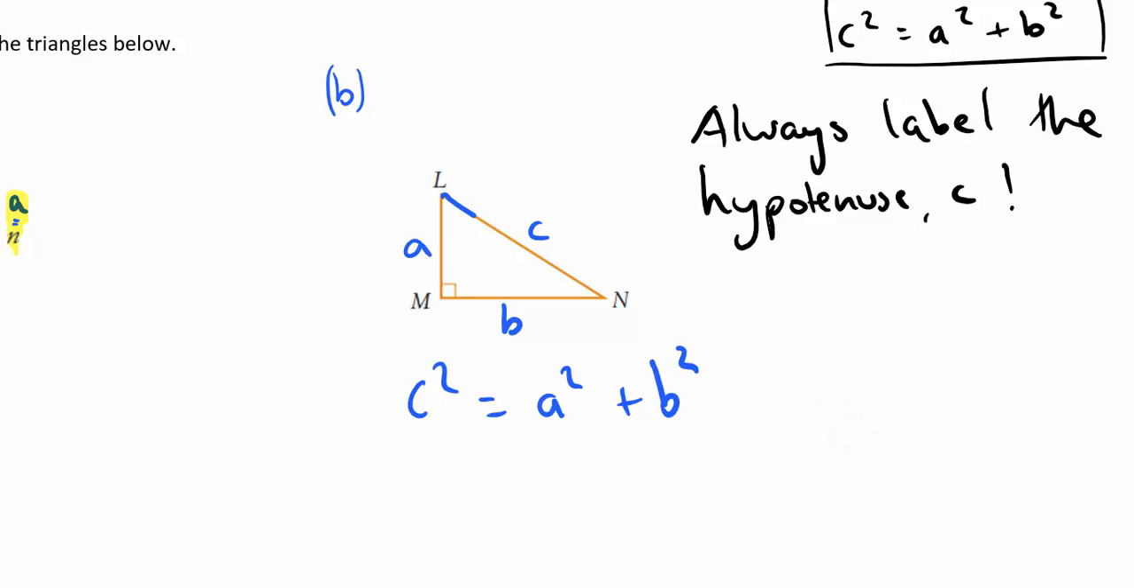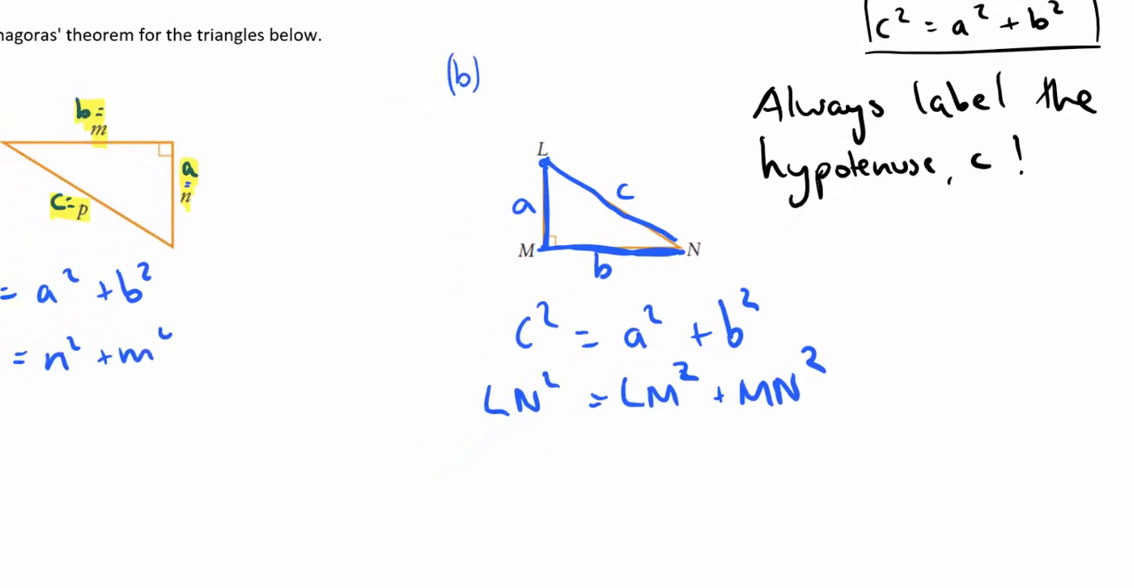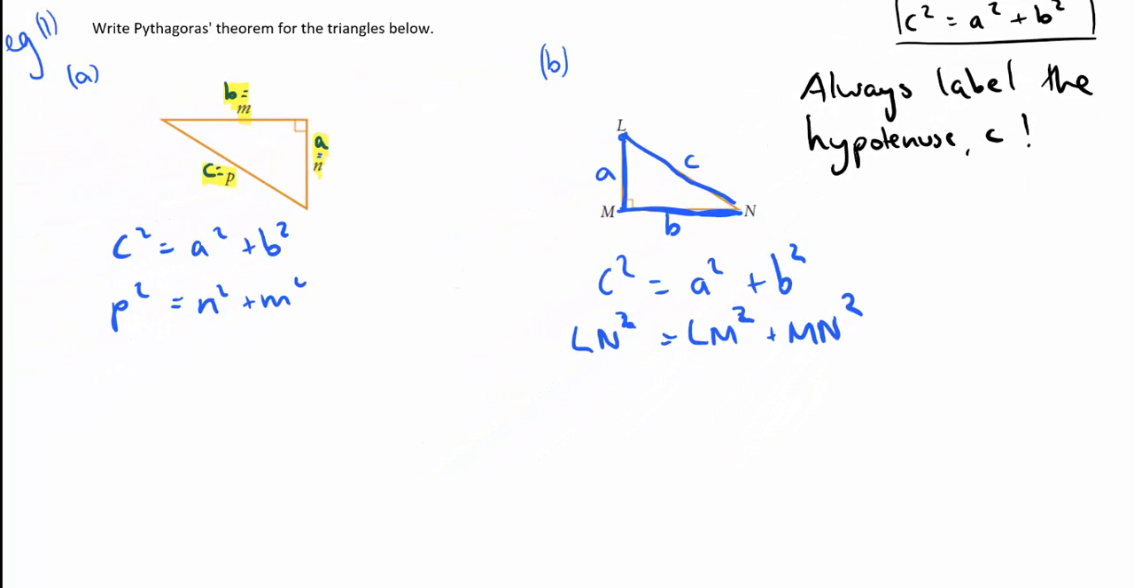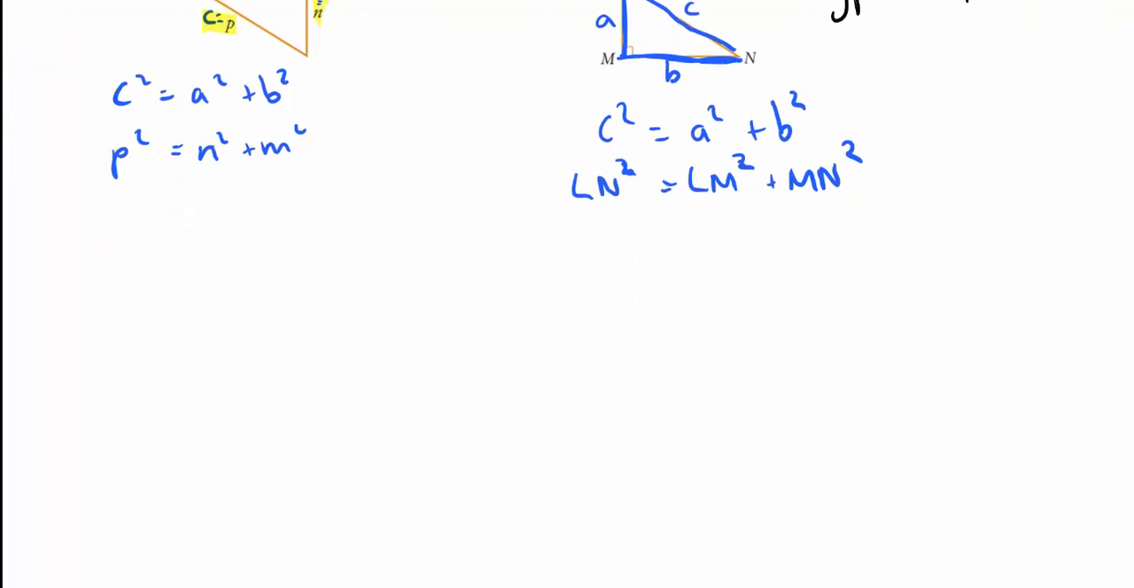C is Ln. So, Ln squared. A is Lm, starting from L going down to M. And B is Mn, starting from M going to N, Mn squared. So we have written Pythagoras for these two triangles. Let's have a look at another question.